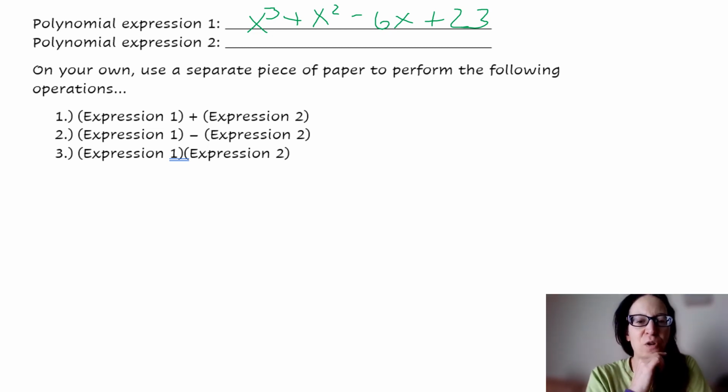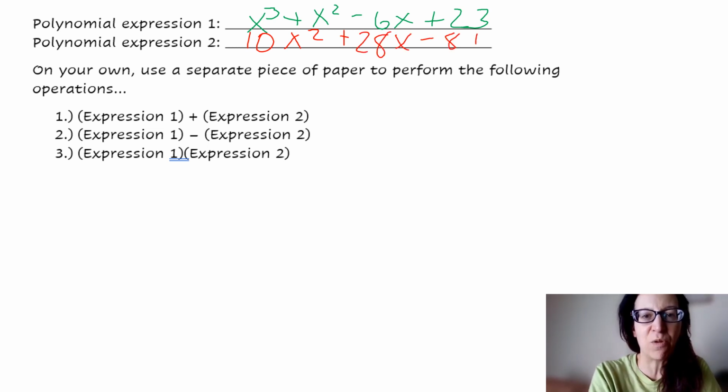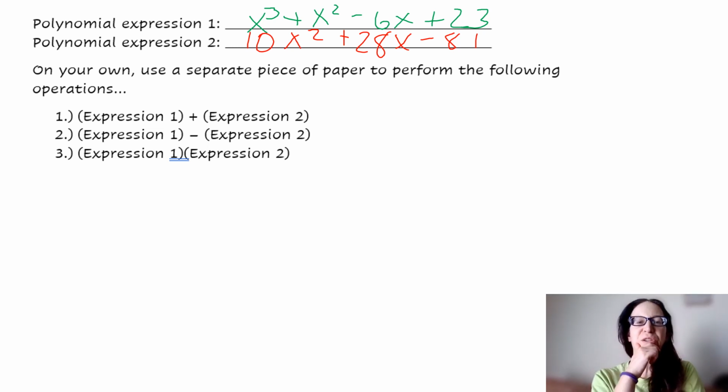And the second one should be a quadratic. So what will I pick for the quadratic? I don't know. We'll pick my sister's birthday. So we will do 10x squared plus 28x minus 81. Okay, so my sister's birthday is 10/28/81. So anyway, those are maybe bigger numbers than we'd like. Why did I do that? I have to multiply these things together.